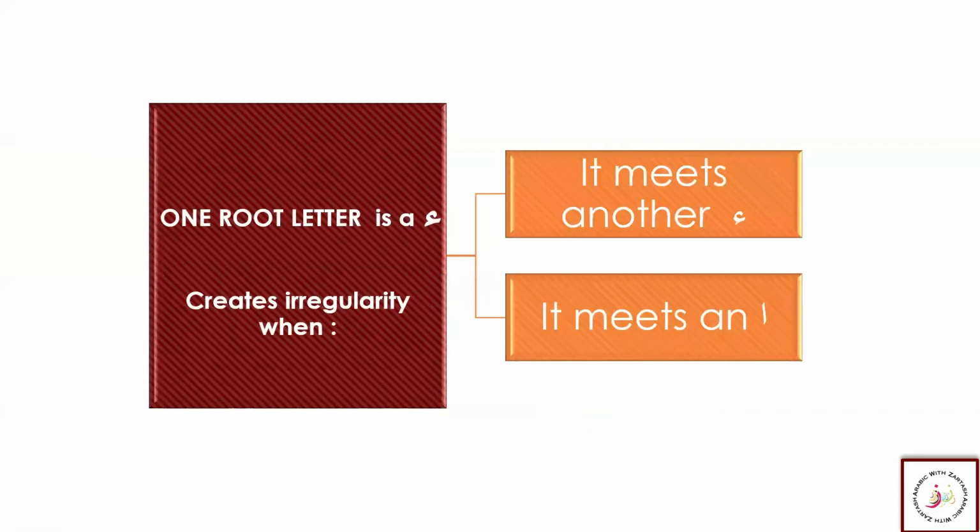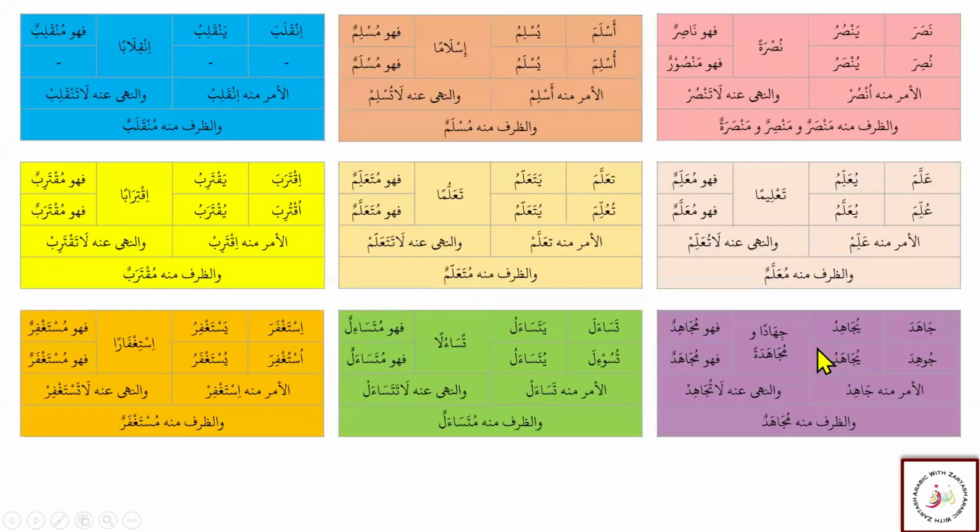One thing also we are going to notice here is that the irregularity is only created when the Hamza that is in the root letter meets another Hamza or it meets an Alif. Here, one root letter is a Hamza and it creates irregularity when it meets a Hamza and when it meets an Alif.